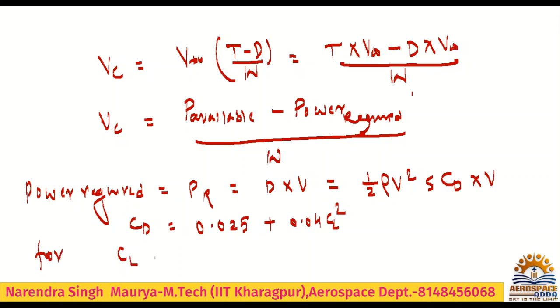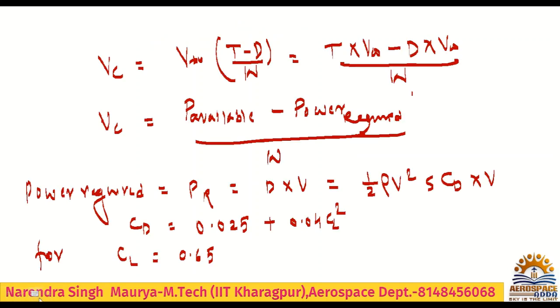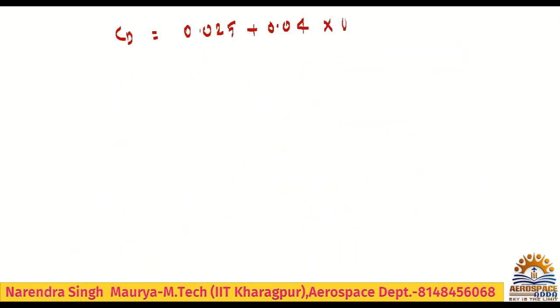For CL equal to 0.65, you keep this value. Then you will get CD equal to 0.025 plus 0.04 CL square. So if you calculate CD, let me calculate this. You also calculate. It is 0.65 square into 0.04 plus 0.025. It is 0.0419. What will be the drag?